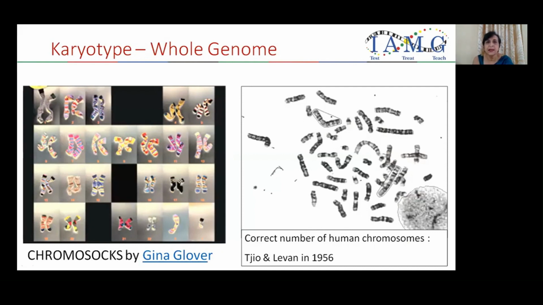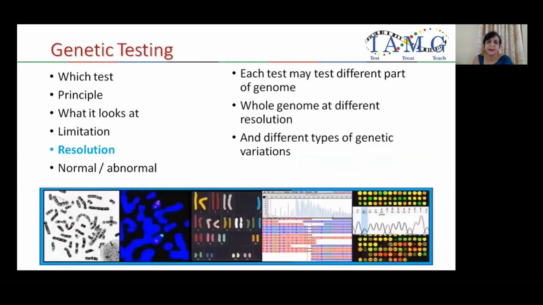Karyotyping was the first genetic test which became available for analysis of patients with disabilities or mental retardation. The exact number of chromosomes was identified by Tjio and Levan in 1956, and since then, the method of karyotyping, or studying chromosomes from peripheral blood, became easily possible. Chromosomes are beautiful by themselves, and that may be one of the reasons for anybody to fall in love with genetics.